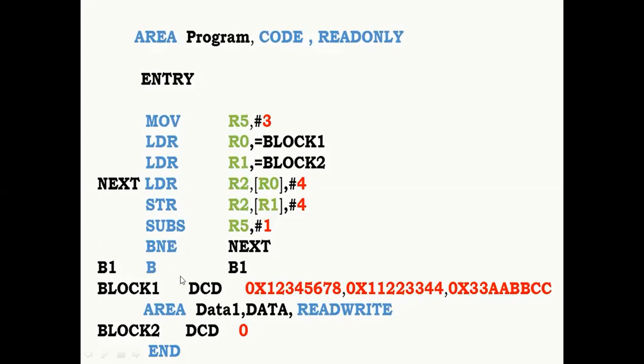So what happens? B means terminating the program. So this is how you can do it for 32-bit values. I will show you this in Keil programming.